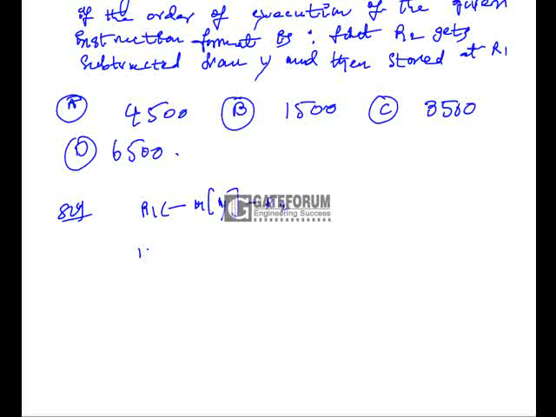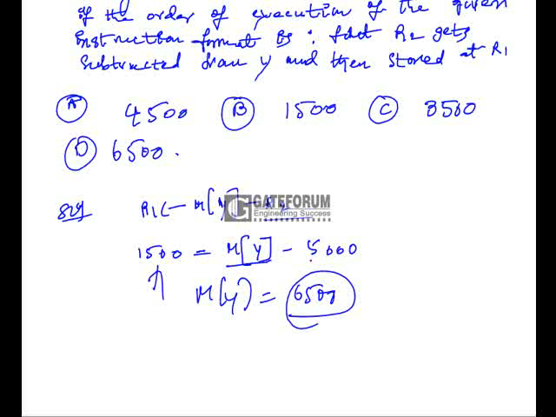The initial value of R1 is 1500. So 1500 is equal to M of y minus 5000, because the R2 value is 5000. To retain the same value 1500, M of y must be what? That's what we need to find out. So M of y should be 6500. Then only 6500 minus 5000 becomes 1500. So option D is the right option.